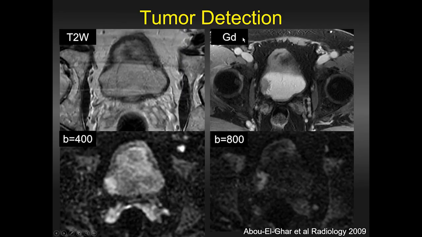So here is an example of a patient who has frank hematuria, and a bladder MR has been performed. So you can see on the T2-weighted sequence the outline of the bladder wall. And it's not very easy to spot the tumor on this.